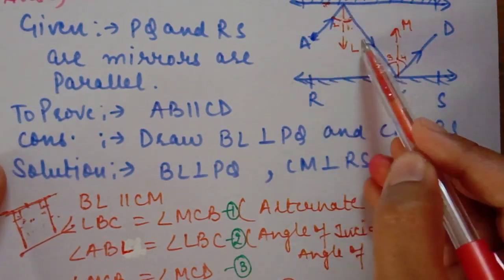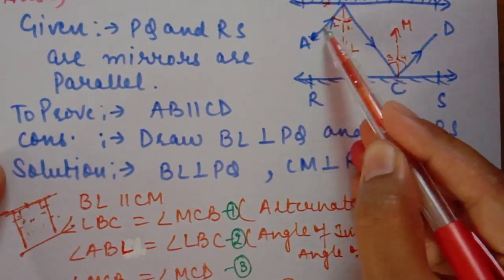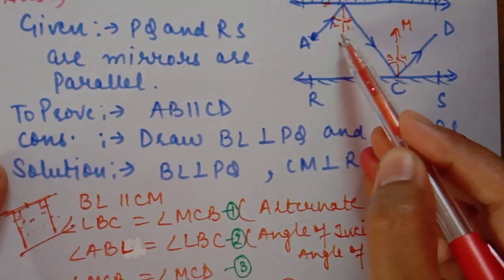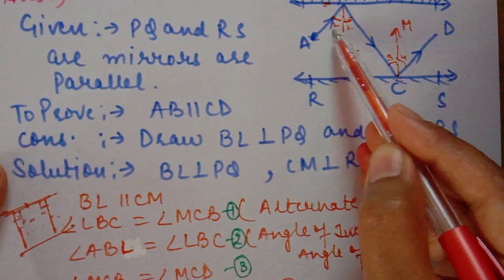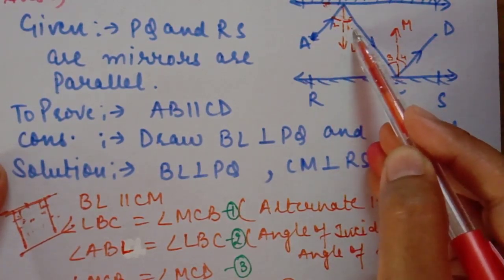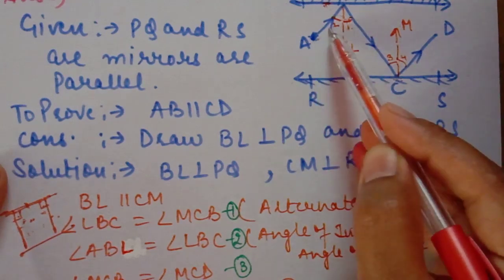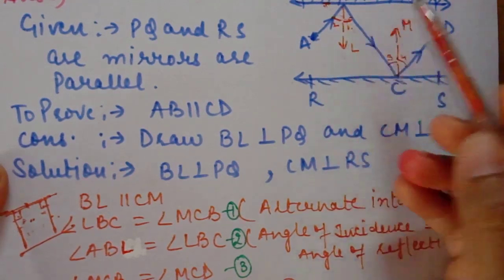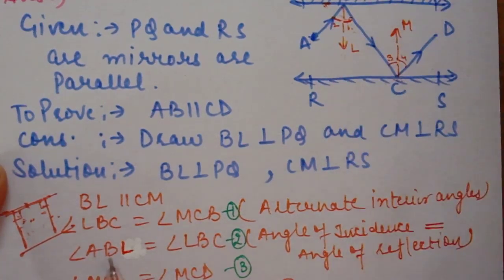If we are talking about this portion only, then this is the incident ray, this is the reflected ray, and we know it very well from your physics chapter, the angle of incidence is always equal to the angle of reflection. I think you know it very well. So angle 2 is equal to angle 1. ABL is also equal to LBC. You can write angle 2 is also equal to 1.